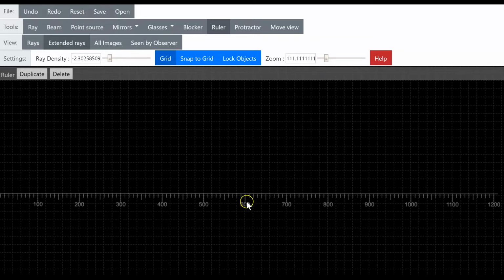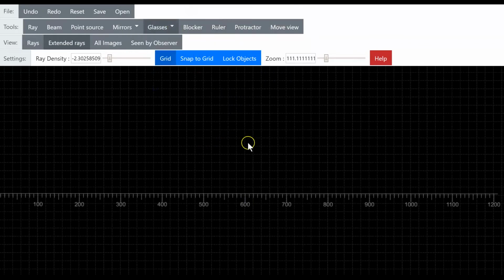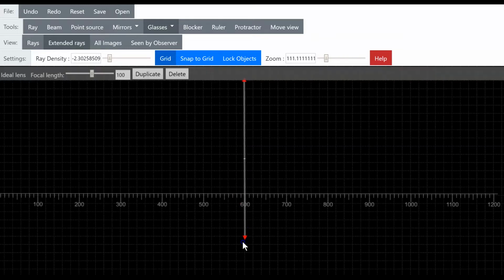Now the next thing that I want to do here is that I want to put in a lens. So if I go to the glasses and I get an ideal lens, I want to take this lens and I want to line it up with the vertical axis of one of the grid marks, and I want to put the middle, the tick mark in the middle, to line up. Now, you can adjust this thing here so that it's vertical. And again, that helps with the numbers. So now I have a system where I have a long lens. I have a ruler.